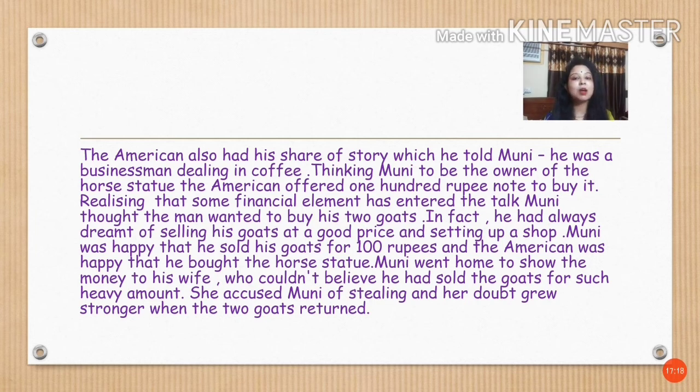And why did this miscommunication happen? Because they both belonged to 2 different classes of the society. The American was a rich, well-established, educated man who led a luxurious life, whereas Muni was a poor Tamil villager who lacked education and was too poor to lead a happy life. So because of this cultural clash, because of this class clash, it led to a miscommunication between the 2.